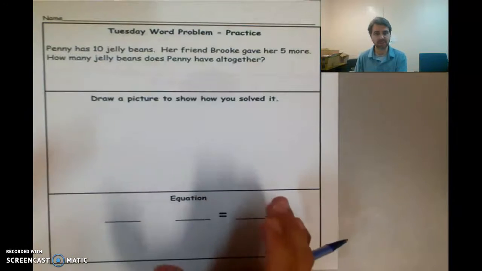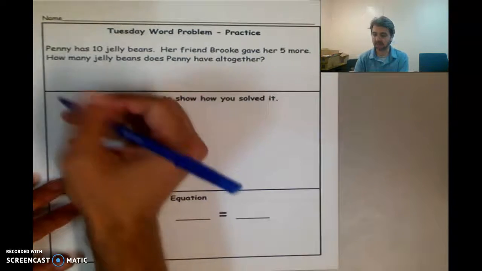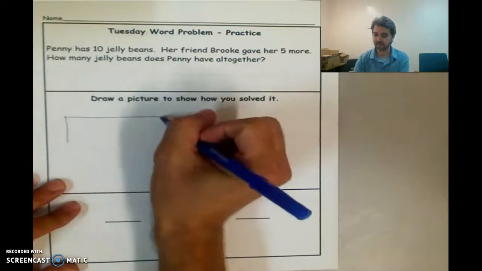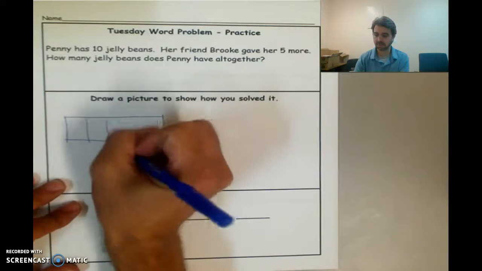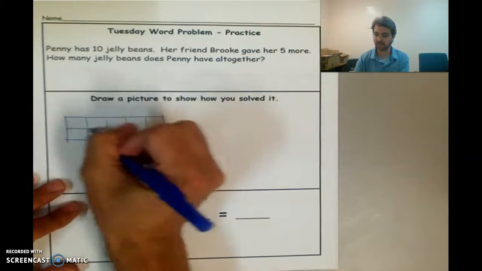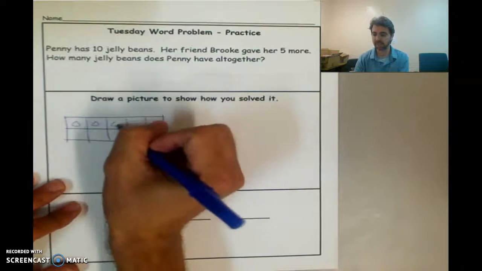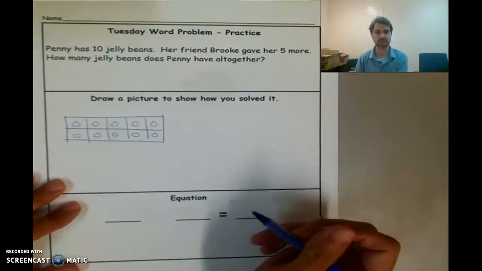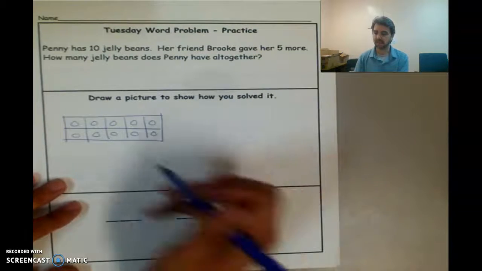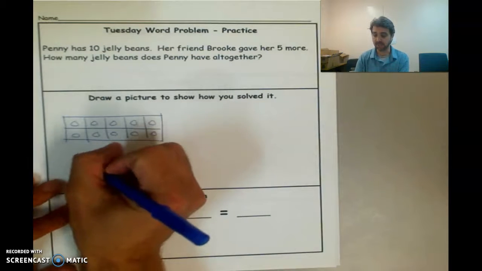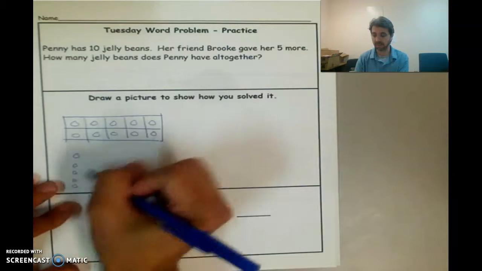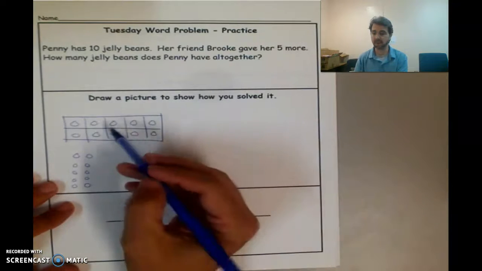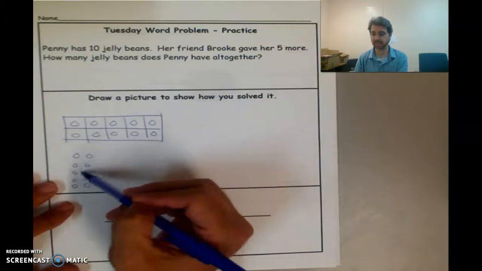So we have 10 jelly beans. I might do a quick 10 frame like I've done before. 2, 3, 4, line in the middle. So we got 10 jelly beans. I'm going to fill up this 10 frame. So that's 10 jelly beans, right? You could have just done 1, 2, 3, 4, 5, 6, 7, 8, 9, 10. Either way, you've got 10 jelly beans.